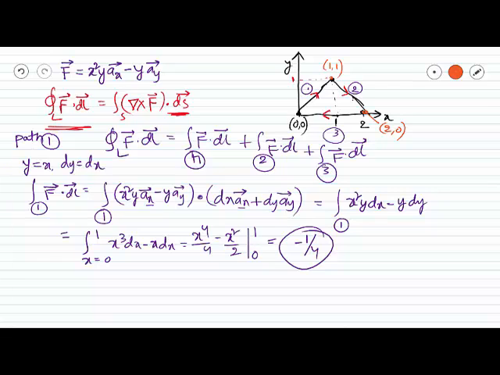So when x equal to 1, y is equal to 1. When x equal to 2, y equal to 0. So path 2 will be y equal to 2 minus x. Now see this carefully. If x equal to 1, you will get y equal to 1. If x equal to 2, you will get y equal to 0. So that is what satisfied. So the second line is y equal to 2 minus x. Okay, right?